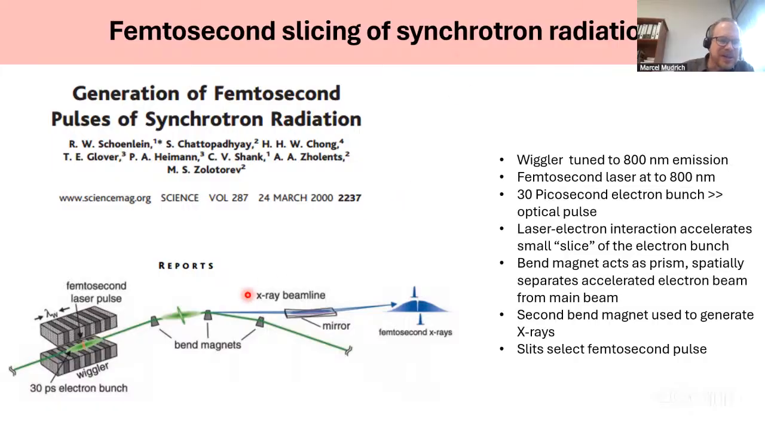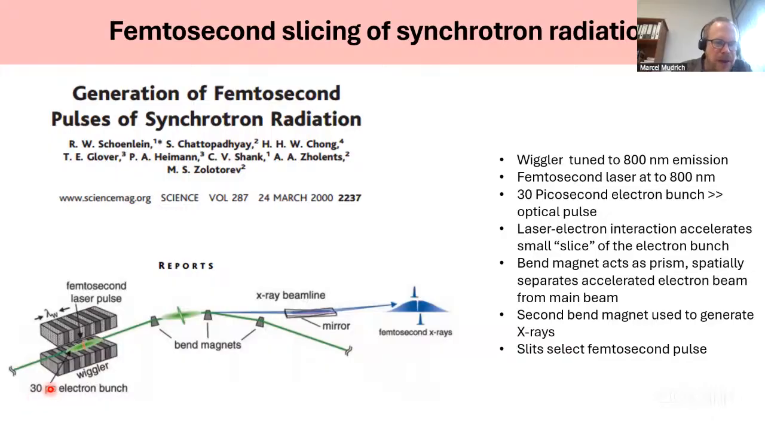And the way it works is that this intense femtosecond laser pulse is superimposed onto the electron bunch as it travels through the undulator. And remember that an electron bunch is quite a long sausage. This is in time 30 picoseconds or sometimes even 100 picoseconds long, so much longer than the femtosecond pulse. The femtosecond pulse was probably around 30 femtoseconds, so a factor 1000 shorter and quite intense.